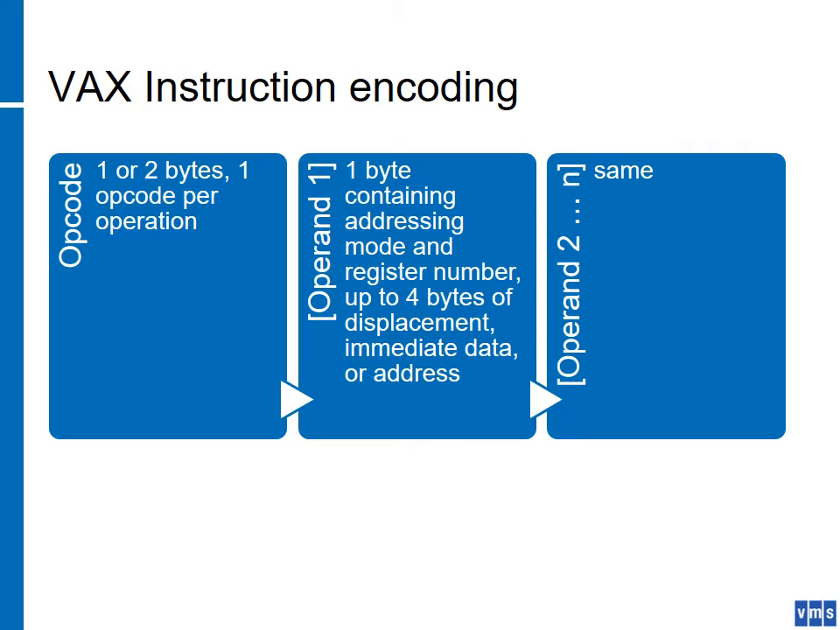So there's 1 byte which contains the addressing mode and a register number. And that, depending on the addressing mode, gets followed by up to 4 bytes of displacement, immediate data, or address. And of course, there are addressing modes in which there is none of that. So in that case, the operand is just 1 byte long.